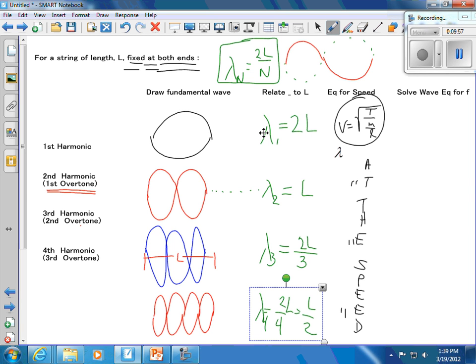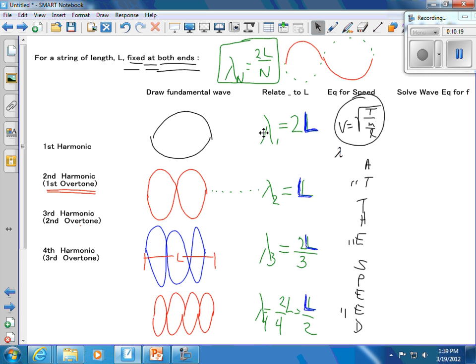Notice that the one thing that's going to be the same no matter what you do is the length of the string. People have a hard time with this. The length of the string is set. I mean, the manufacturer of the violin determines what the length of that string is going to be. So the wavelengths of the first harmonic and all of its overtones are preset before you start playing it.